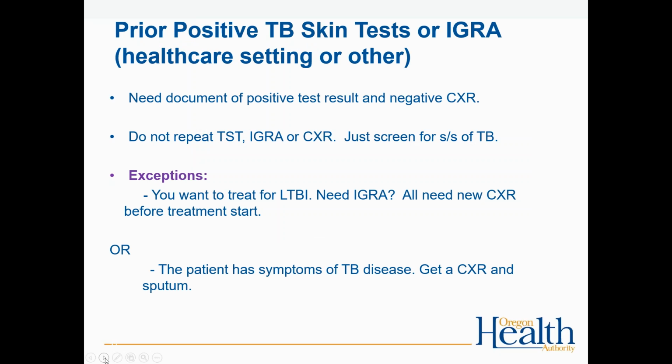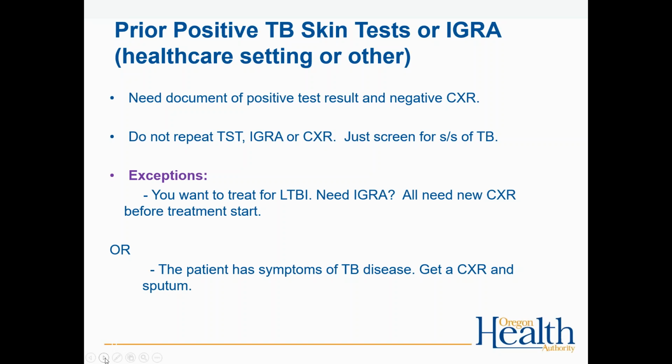So what should you do if somebody comes up to you in a healthcare setting or another setting and tells you they have a prior positive TB skin test or IGRA? You need to have documentation of that positive test result and a negative chest x-ray. Then in the healthcare setting, you don't want to repeat that test. You can just screen them for the signs and symptoms of TB at that point. They would be cleared.